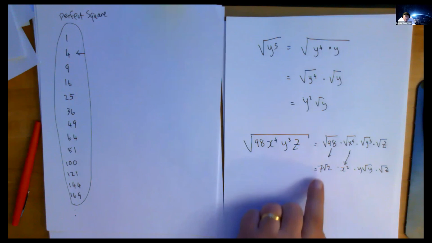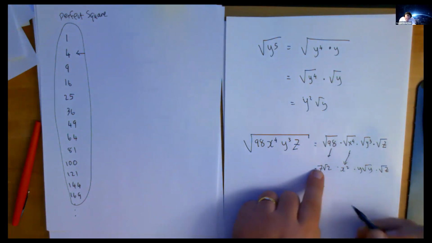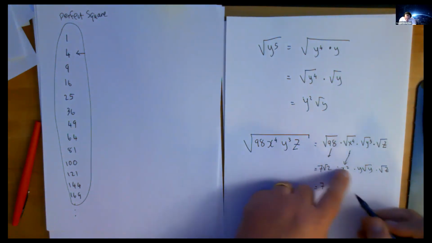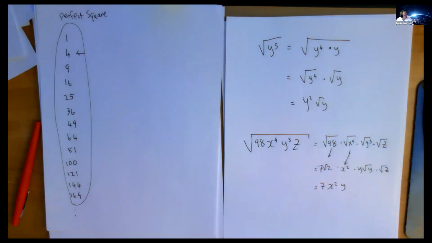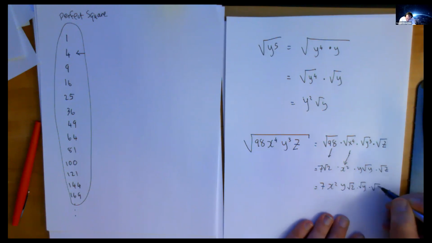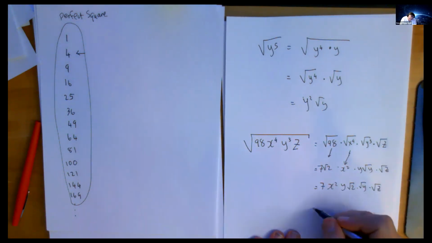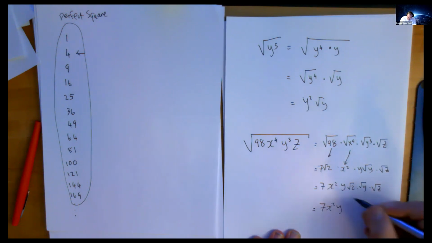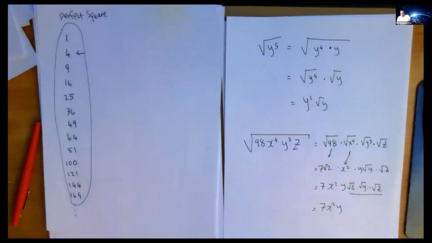So let's see what happens. I got a 7. I have an x squared. And I have a y. So I put all the things that don't have square roots. And then right next door to them, I tag on all the things that do have square roots. In this case, there's 3 of them.